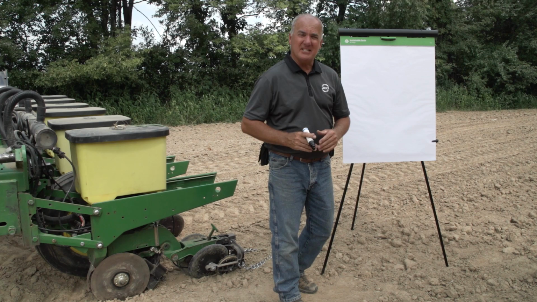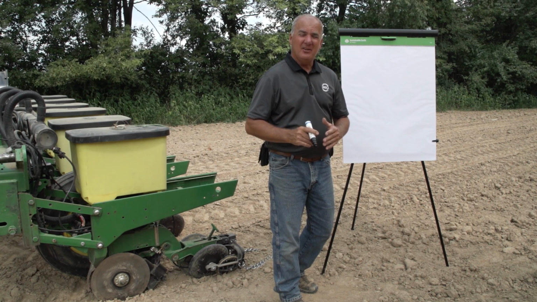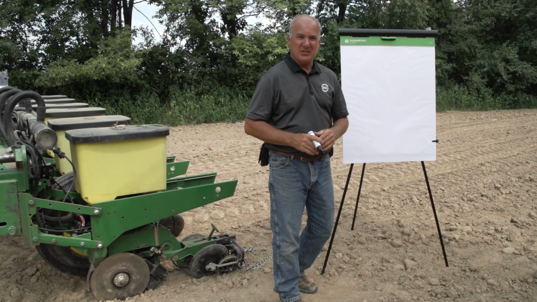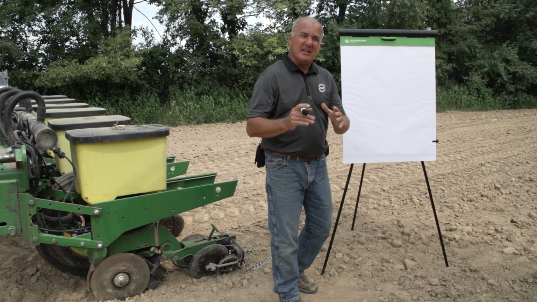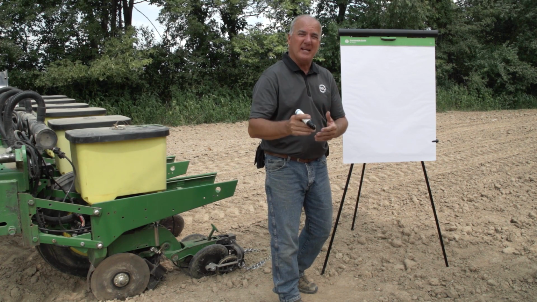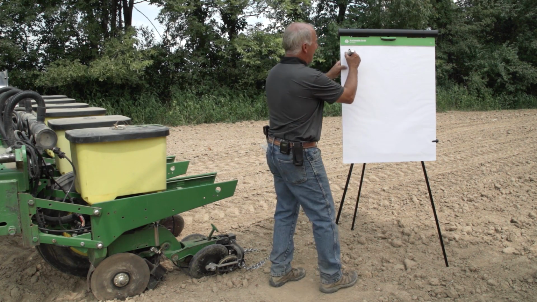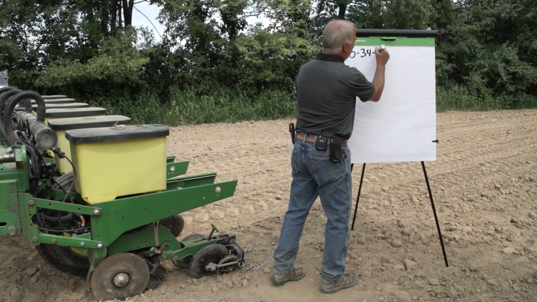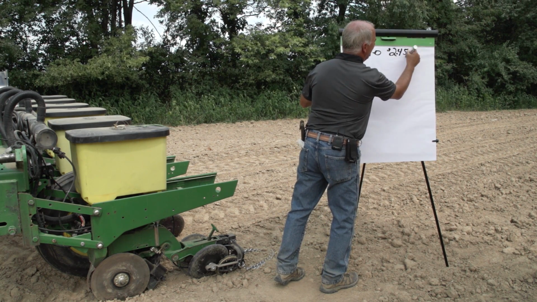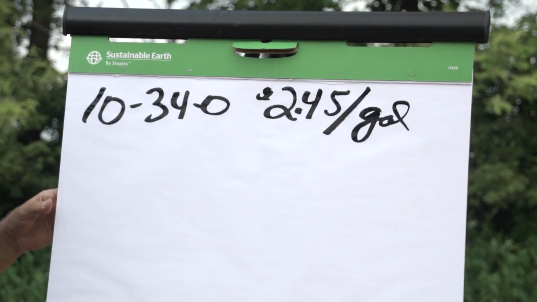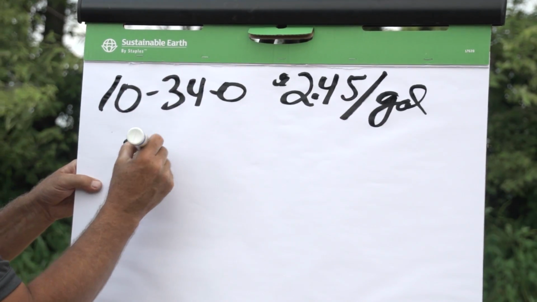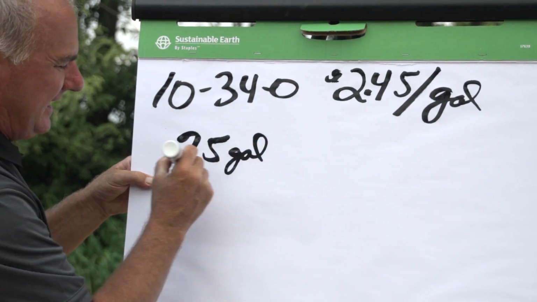You and I, to maximize yields in the environment we're in, we need to be using Bandit and starter fertilizer on our planters. But we also realize that inputs are the name of the game, and being able to cut inputs and raise yields. Let's take a look at an example. So we know that 10-34-0 is going to run us about $2.45 a gallon. And for the maximum efficiency, on most of our farms, we're going to be looking at about a 7.5 gallon rate.